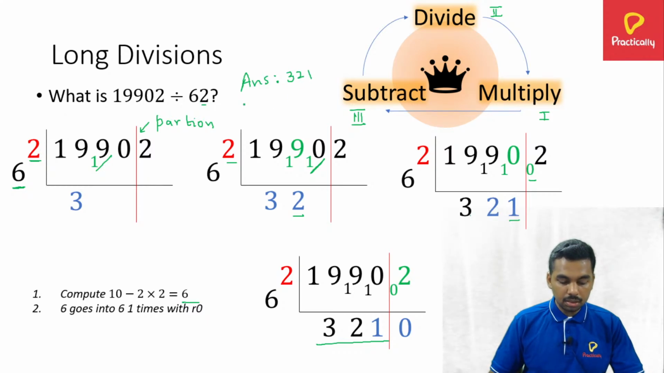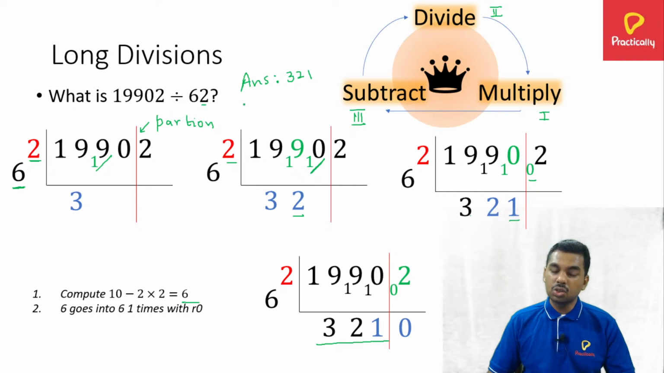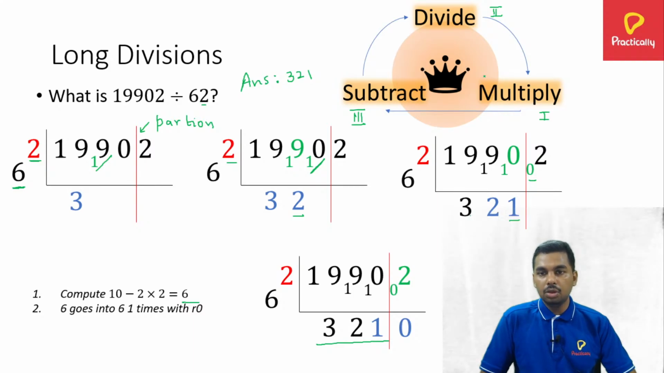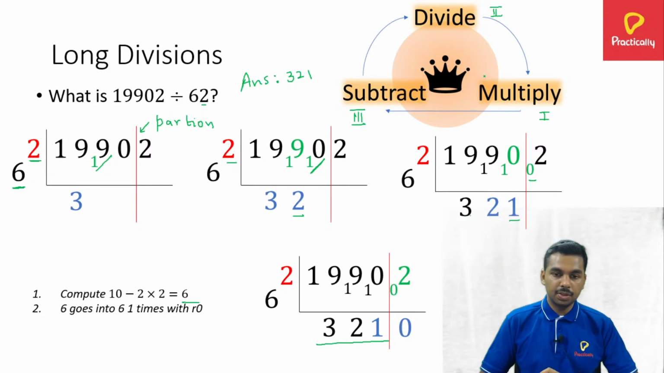So if you master this particular technique, you can solve any division problem within 4 or 5 steps. So I urge every student to take up more practice problems and solve them on your own. There are only 3 steps in the crowning gem method: the multiply, divide and subtract steps. So keep in mind these 3. You can easily solve all the division problems with this.